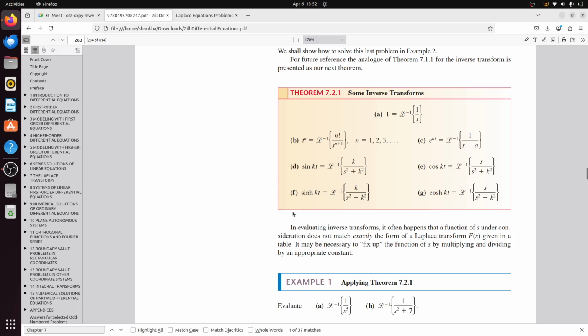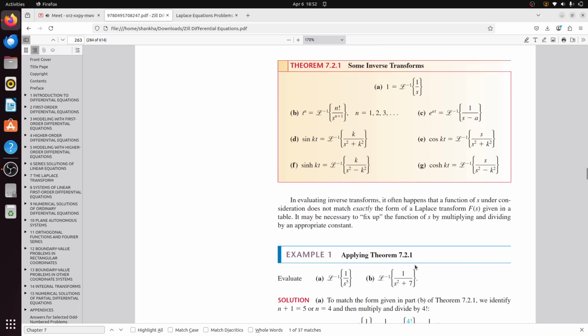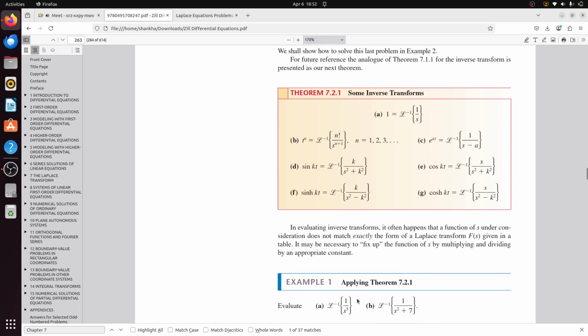Okay, in evaluating the inverse transformation, it often happens that a function of s under consideration does not match exactly the required form. Then it is necessary to fix up the function by multiplying and dividing by an appropriate constant, such as the inverse Laplace transformation of 1 by s^5. I am giving you 2 minutes, just think how to do the inverse Laplace transformation of 1 by s^5.